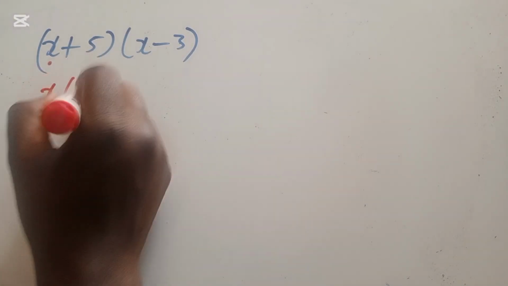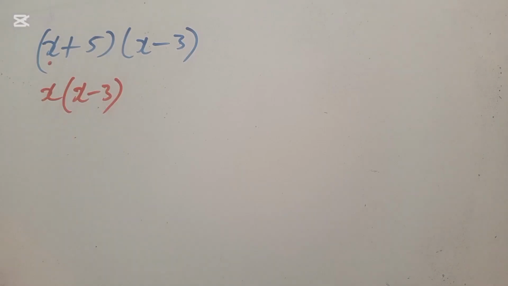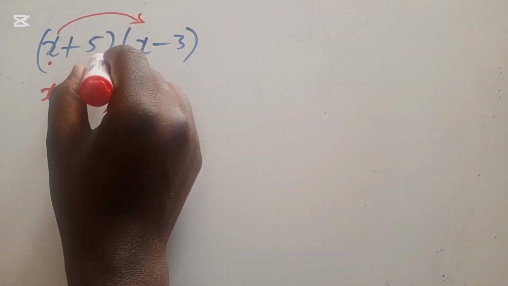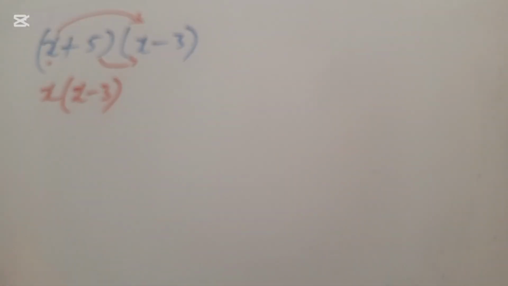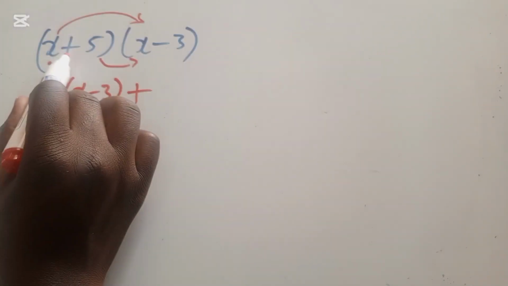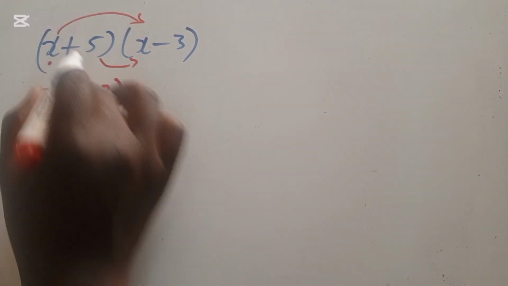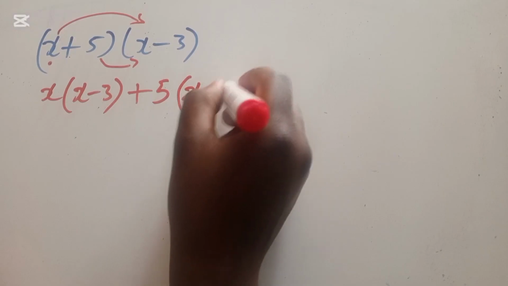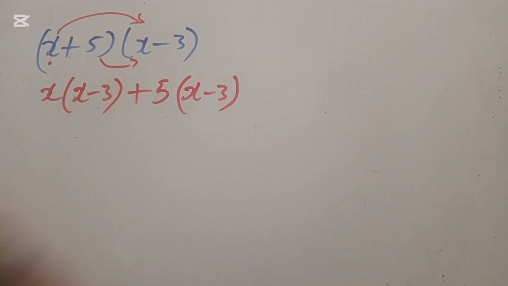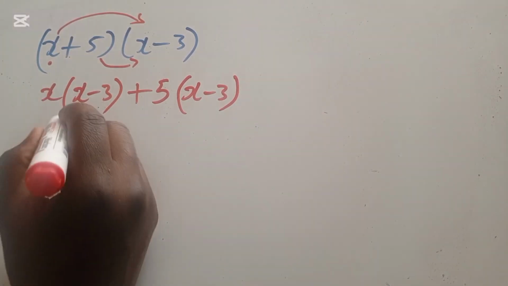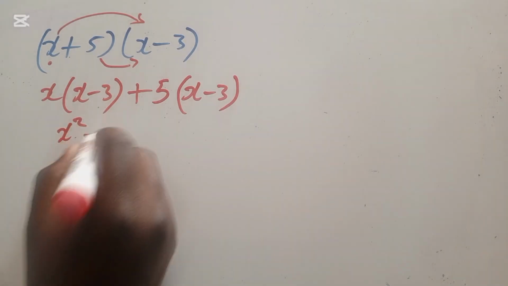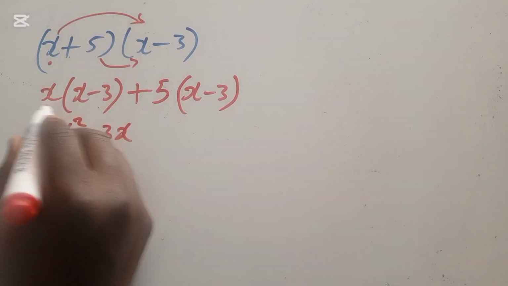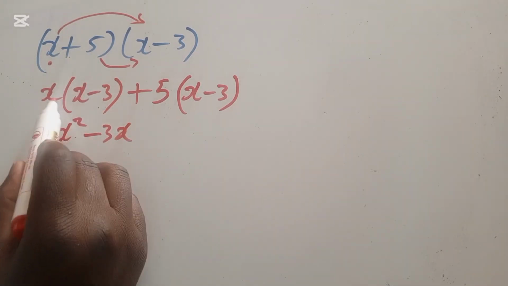So it is x multiplied by x minus 3. So this x has multiplied this. And then you take 5, multiply again by this. So plus 5. If this one is plus, you put a plus. If it is a minus, you put a minus. So plus 5 in bracket x minus 3. You open the bracket: x times x, x squared, minus x times 3, 3x.